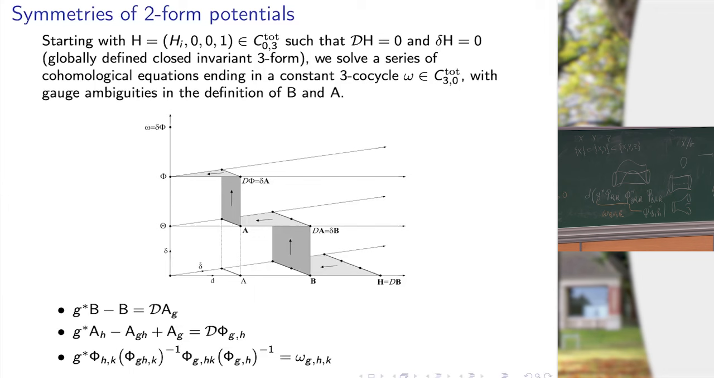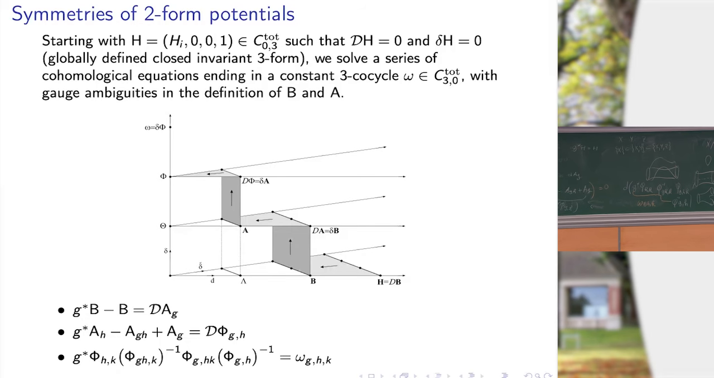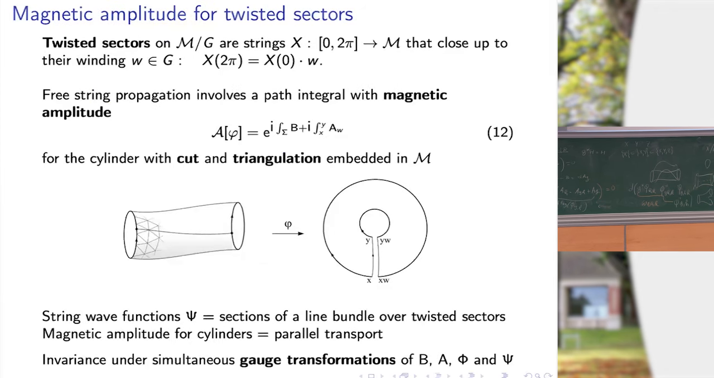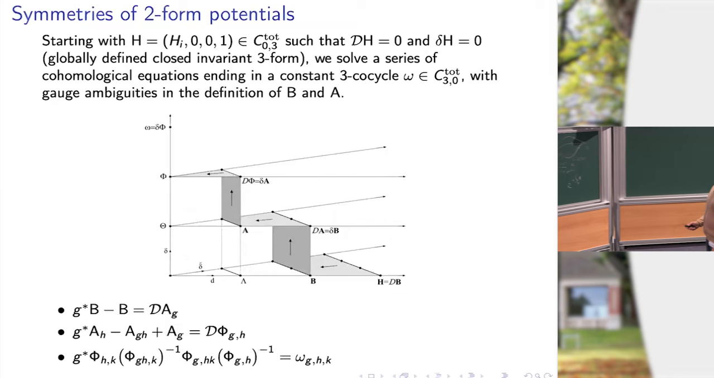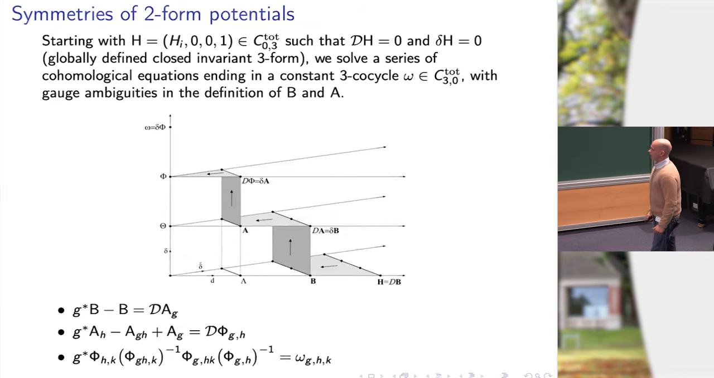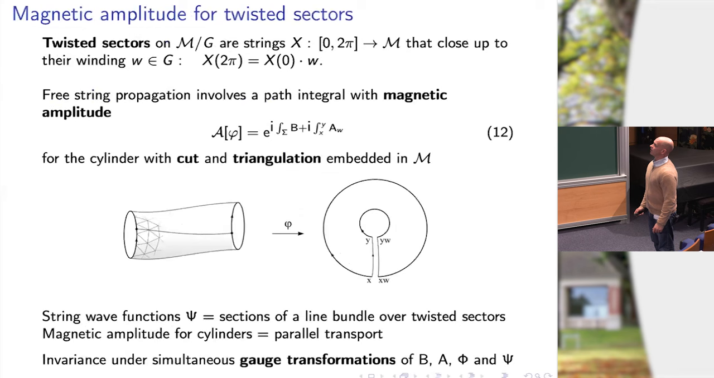So starting with a free form, which is closed and invariant, I construct a series of objects, a one form B, a two form B, a one form A_g, and a function phi_gh, and finally a constant omega_ghk in such a way that omega_ghk is just a number. And it's a one cosine.